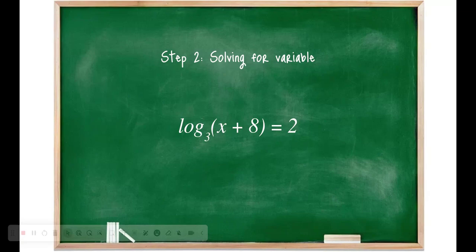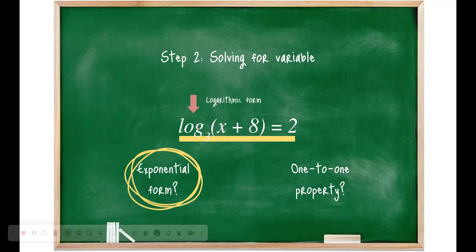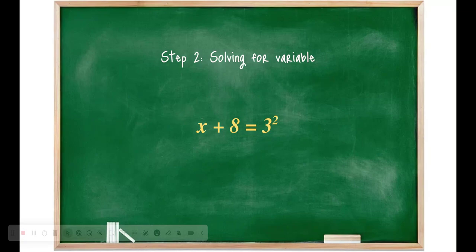Solving for the variable by using exponential form or one-to-one property. Since this equation only has one log on one side, it means it's in logarithmic form. Therefore, we can write it in exponential form to solve. So log base 3 of x plus 8 equals 2 is rewritten as base 3 to the power of 2 equals x plus 8. Then we calculate the exponent and isolate for x. And voila, we have our answer.